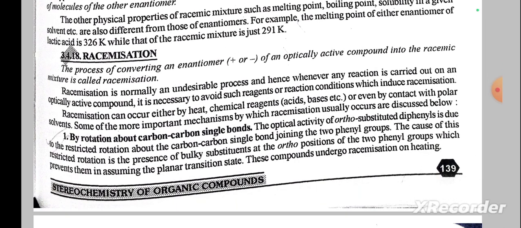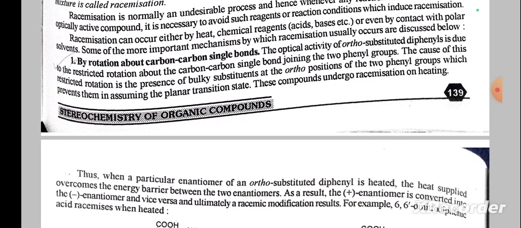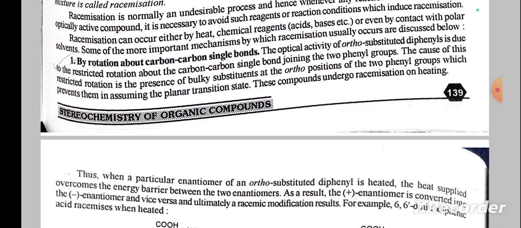Racemization. The process of converting an enantiomer, (+) or (-), of an optically active compound into the racemic mixture is called racemization. Racemization is normally an undesirable process, and therefore when any reaction is carried out on an optically active compound, it is necessary to avoid the reagents or conditions which induce racemization. Racemization can occur by heating, chemical reagents, acid, base, or even contact with polar solvents. So, the most important mechanisms by which racemization usually occurs are discussed below.